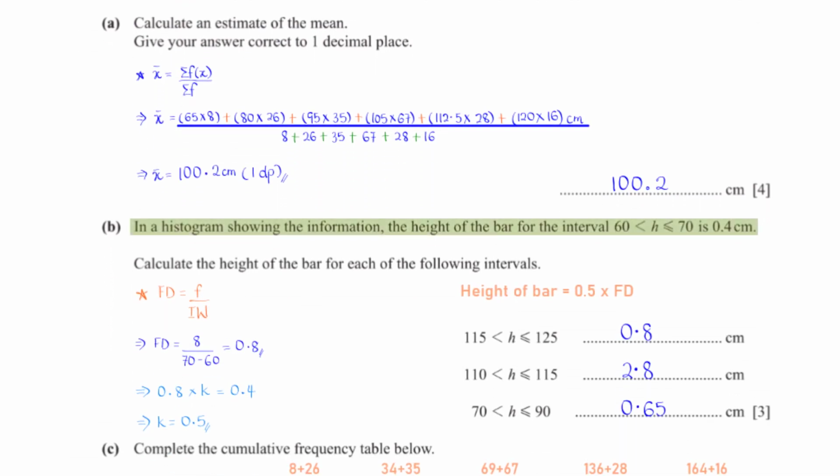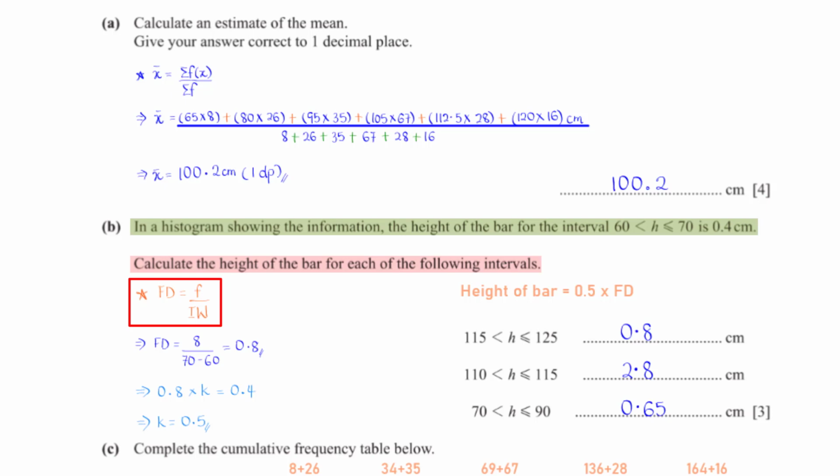In a histogram showing the information, the height of the bar for the interval age is greater than 60 and less than or equal to 70 is 0.4 centimeters. Calculate the height of the bar for each of the following intervals. The frequency density gives us the height of intervals on a histogram.